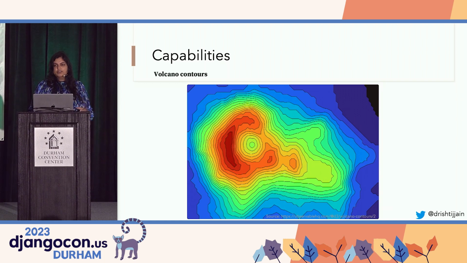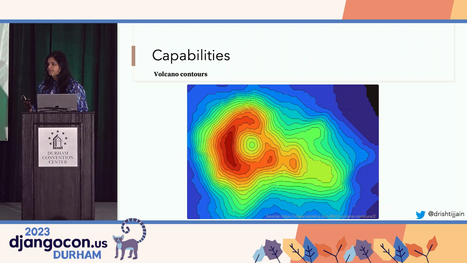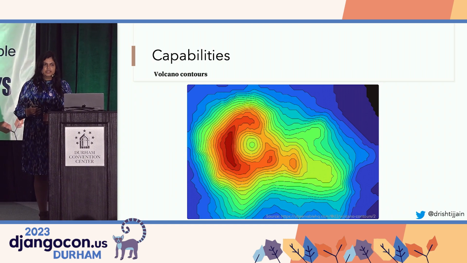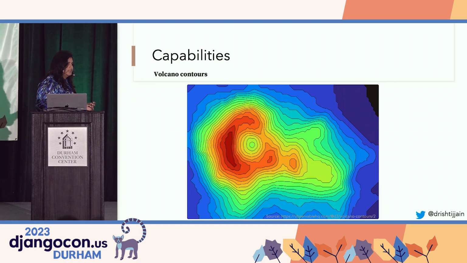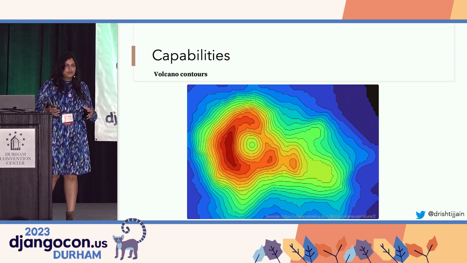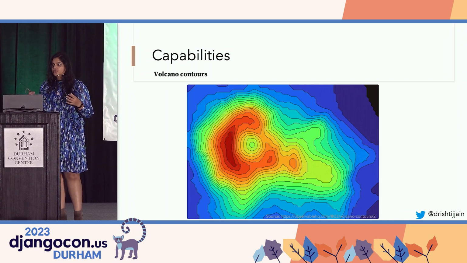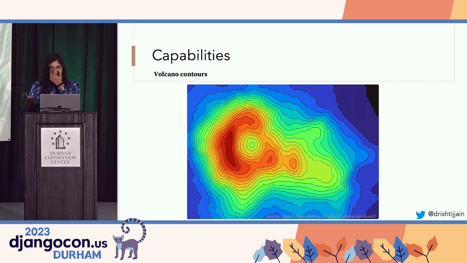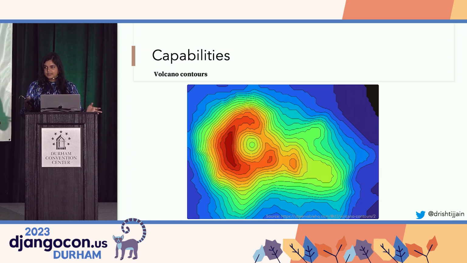And interestingly, even contours could be created. Contours are something very important when you're working with machine learning projects, especially when you're dealing with clustering. You would want to have different features shown in the form of volcano-like contours. So let's look at an example of how you would actually create this contour.